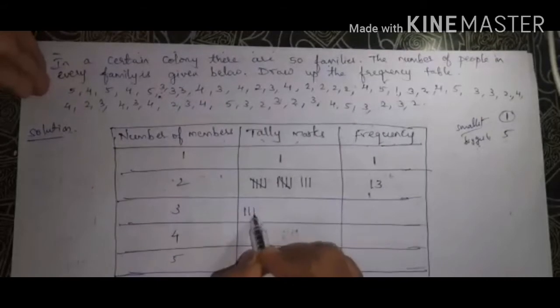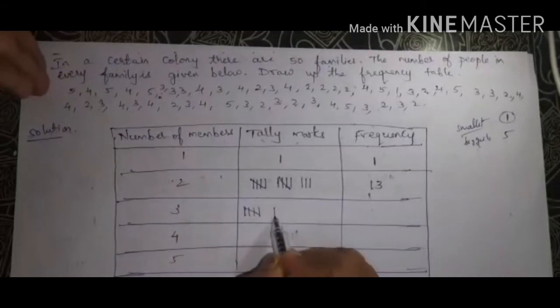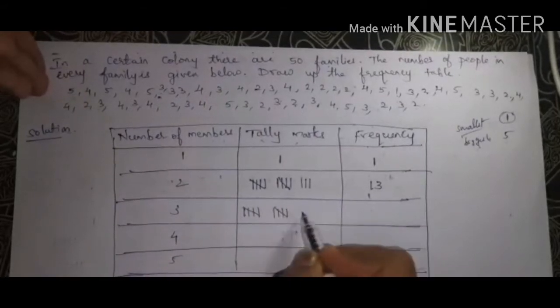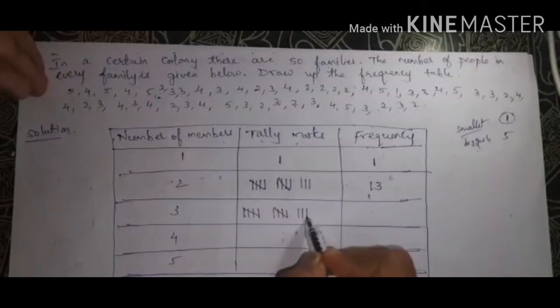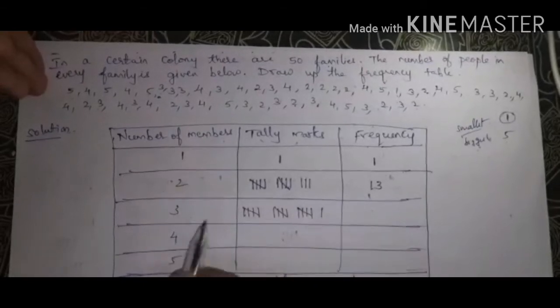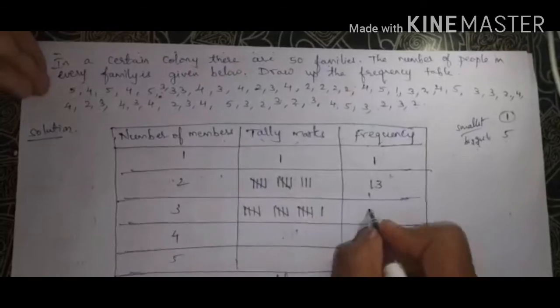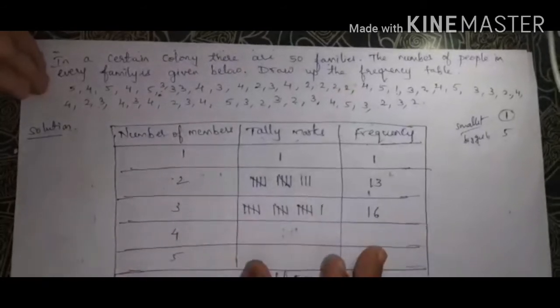So 1, 2, 3, 4, 5, little space. 1, 2, 3, 4, 5, 11, 12, 13, 14, 15 and 16. So 15 and 1, 16. So 3 is repeating 16 times.